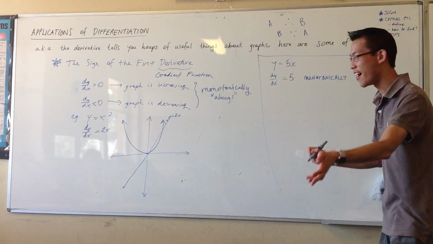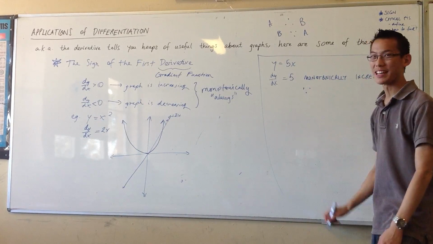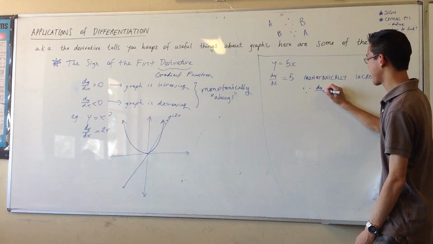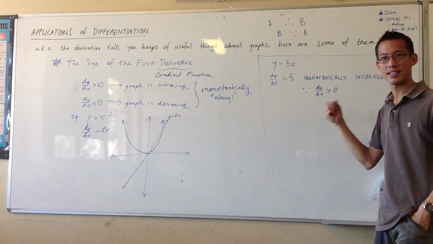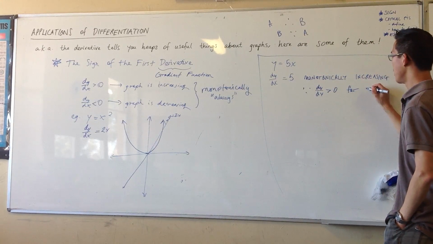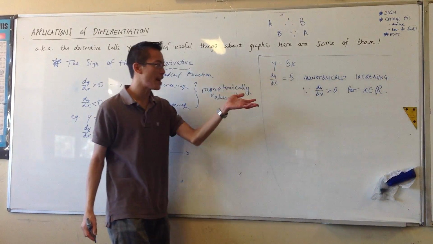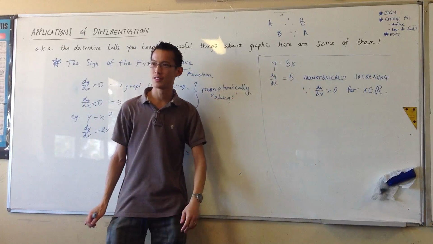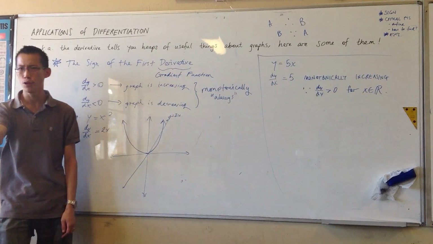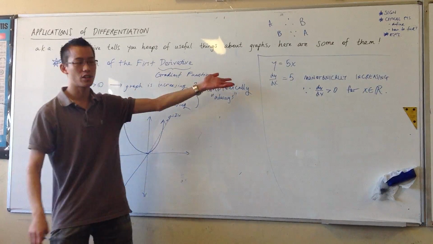Monotonically increasing because dy on dx is greater than 0, and here's the important bit, right? For all real values of x. You see that? Right? Any value of x, dy on dx will always be positive. Okay? You need to know that because sometimes they'll say, prove that such and such is monotonically increasing or decreasing.